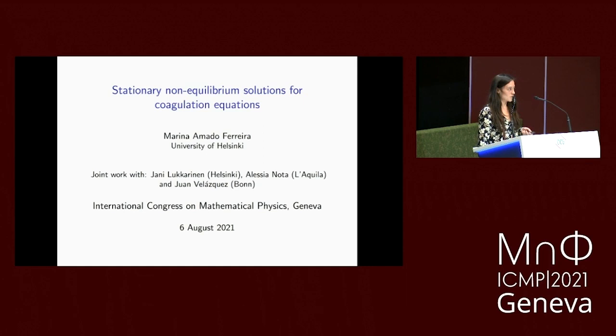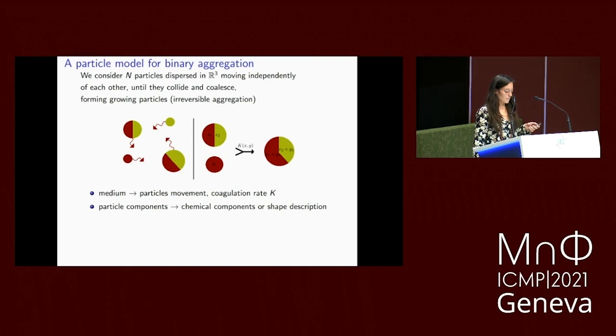I'm going to talk about joint work with Jani Lukarinen, Alessia Nota, and Juan Velasquez on stationary non-equilibrium solutions for coagulation equations. So let's consider a particle system of n particles dispersed in R3, and moving independently of each other until they collide and coalesce, forming growing particles. The movement of the particles and their coagulation rate depends on the medium where they move in, and the coagulation rate is described by the function k.